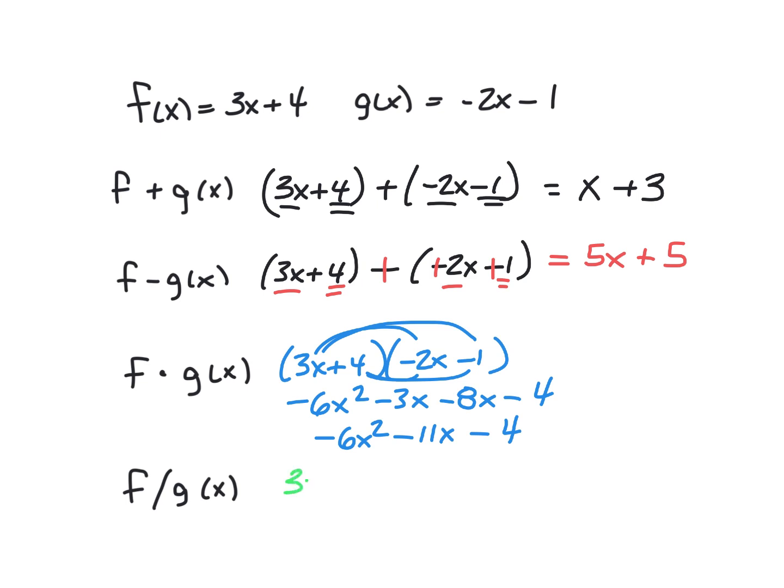Dividing. We're going to take 3x plus 4. We're going to divide by negative 2x minus 1. And it's fairly obvious at that bottom, that negative 2x minus 1 cannot be a factor of the top. So therefore, that's it. Your restriction here is that x cannot be whatever makes the bottom 0, which would be a positive 1 over a negative 2, or a negative 1/2. So x cannot be negative 1/2.